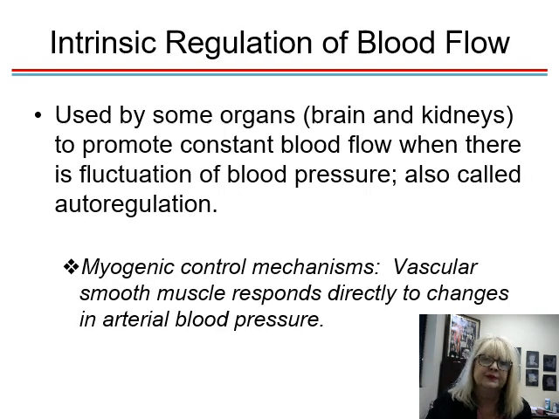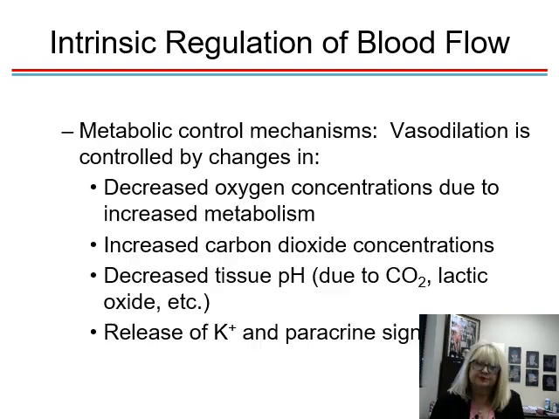Intrinsic regulation of blood flow. It's used by some organs, the brain and the kidneys, to promote constant blood flow when there is fluctuation of blood pressure. It's also called autoregulation. Myogenic control mechanisms are the vascular smooth muscles that respond directly to changes in arterial blood pressure.